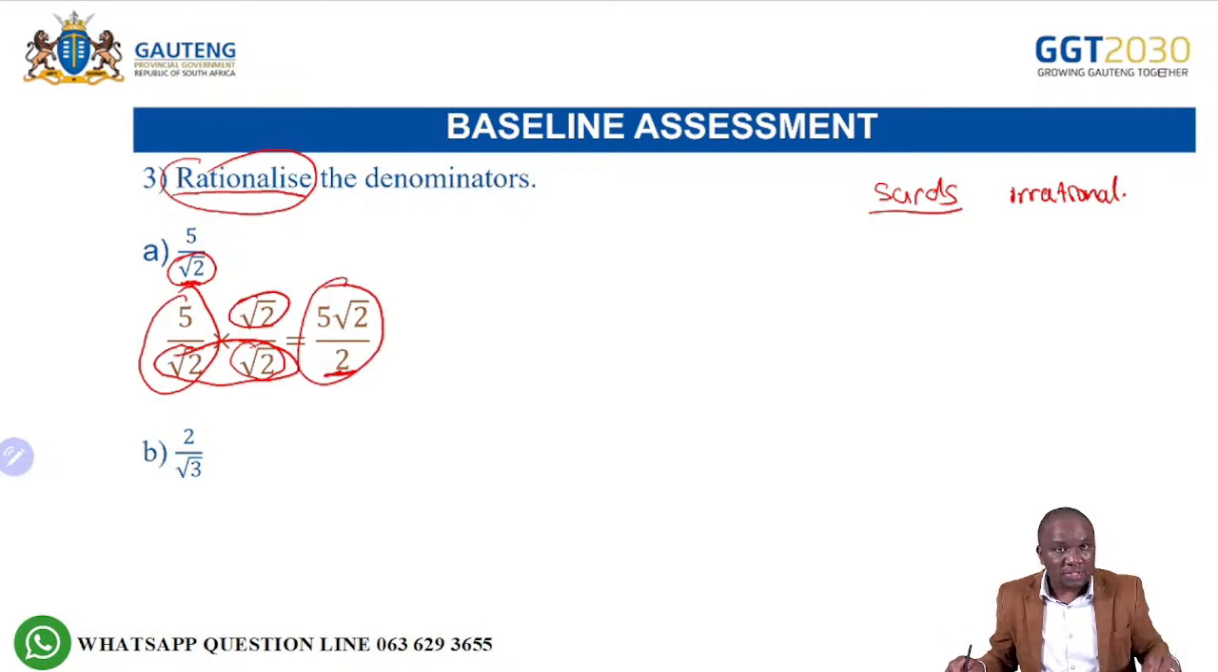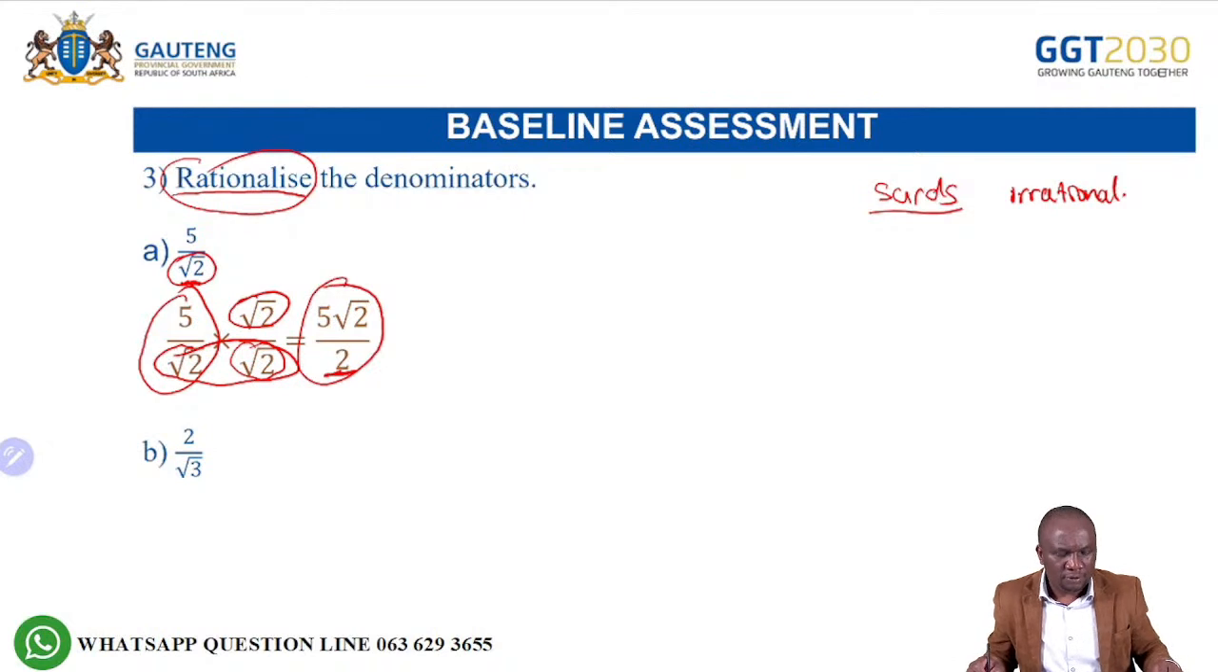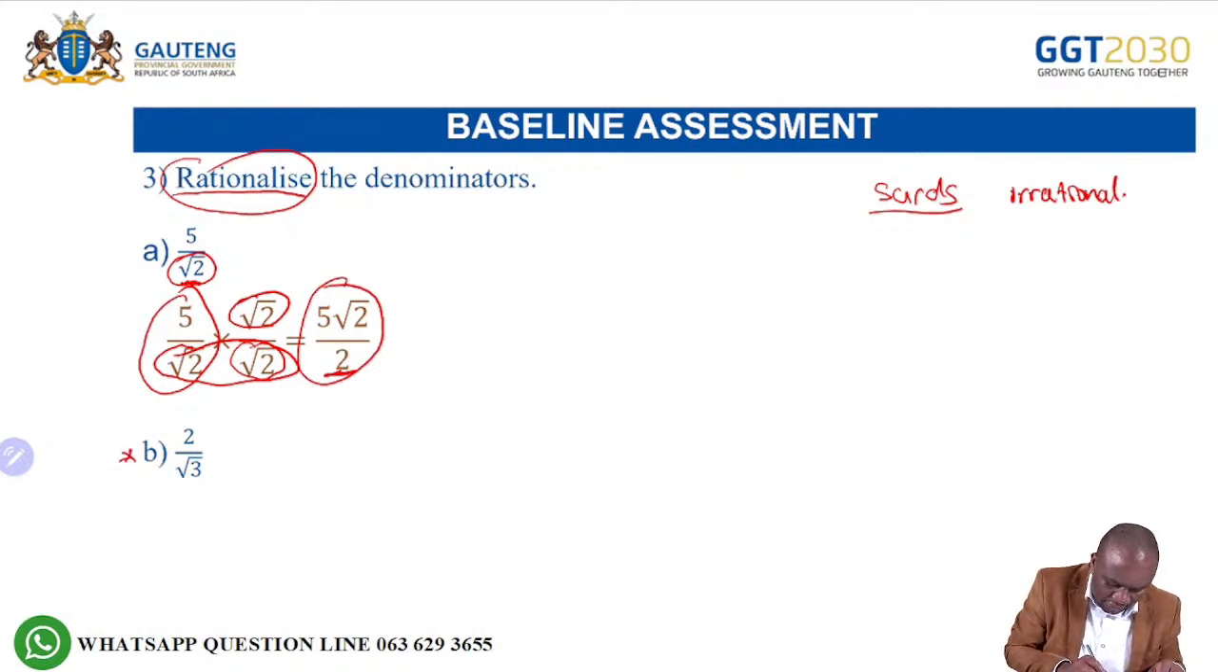Right now, I want you to rationalize this expression on B. I'm going to give you 1 minute to do that. Rationalize this one. 1 minute. Let's try.